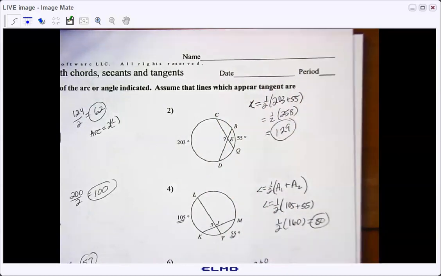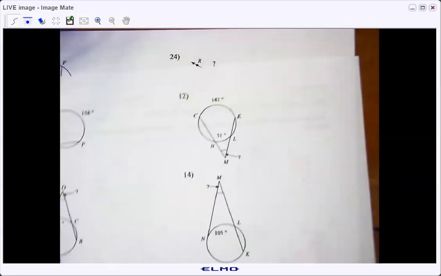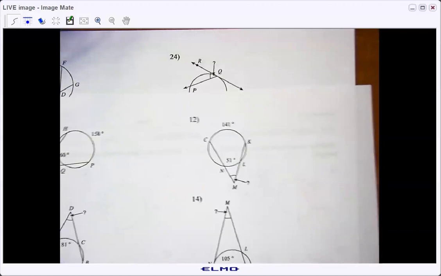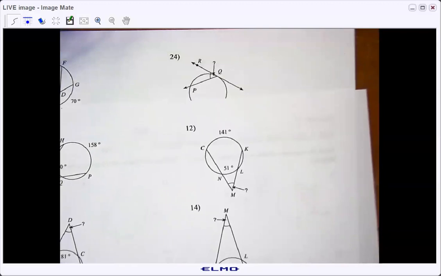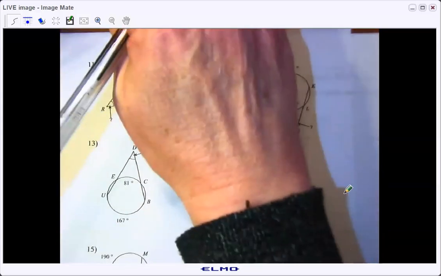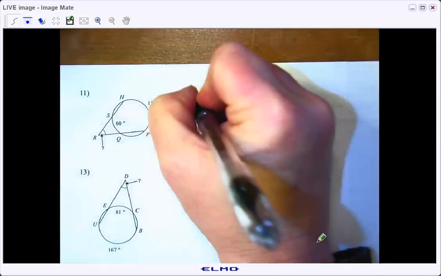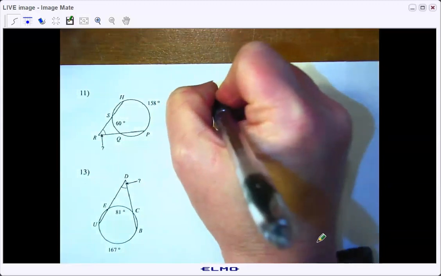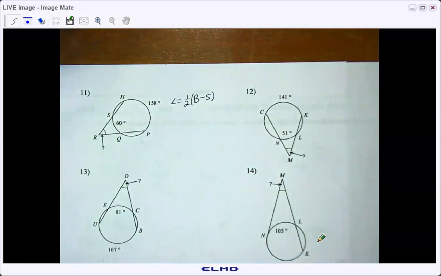So let's move over to the back side. We do the same thing. Most of these are the ones that have a tail. Okay. So the angle is equal to 1/2 the big arc minus the small arc. Go ahead and plug your numbers in and put your answer in the chat box.